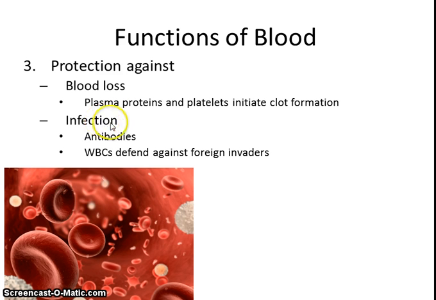And next, you help your body protect against infection. So these are white blood cells, these larger cells in here, and they are our immune response. They look for foreign invaders, foreign particles, they identify them, mark them, break them down. They defend against diseases.